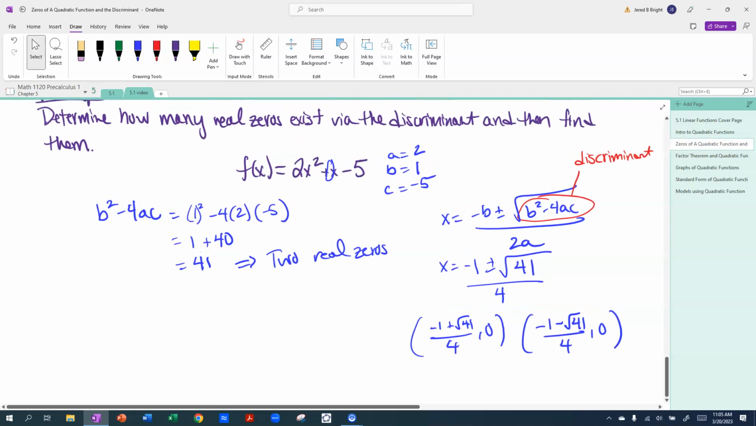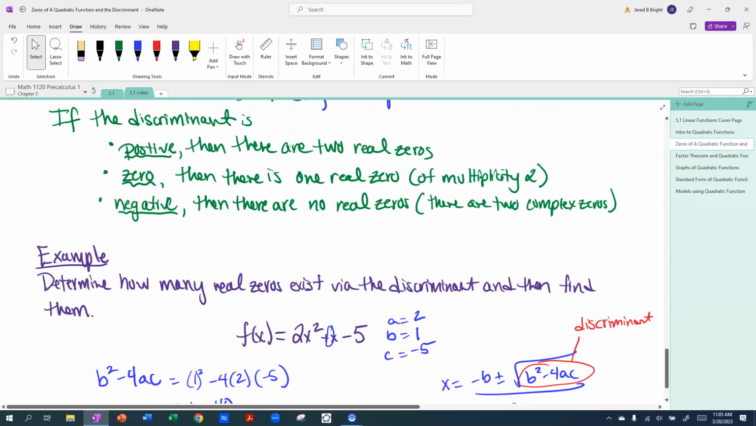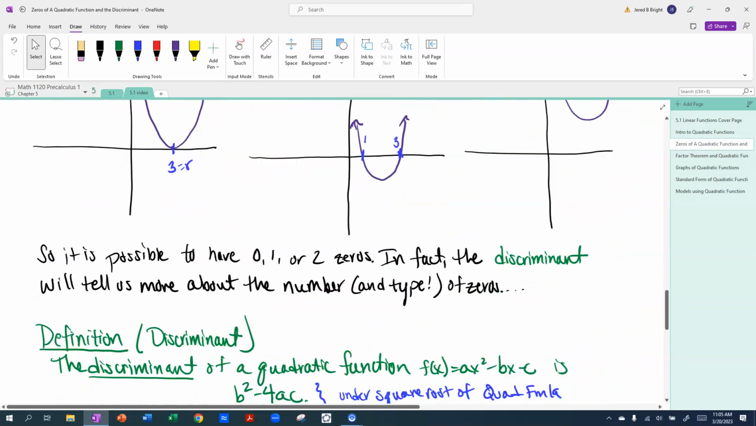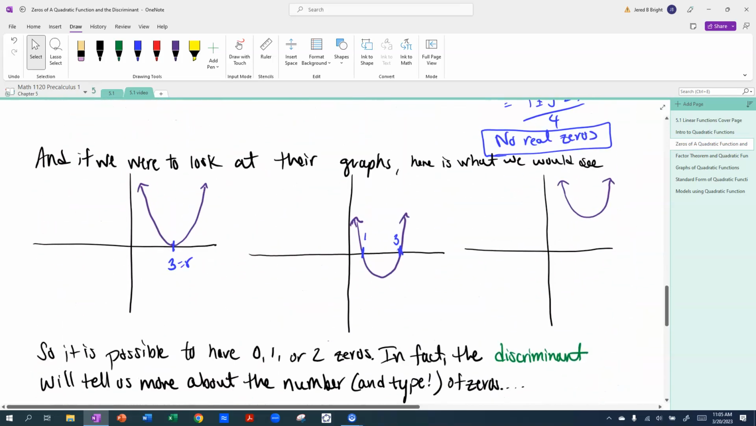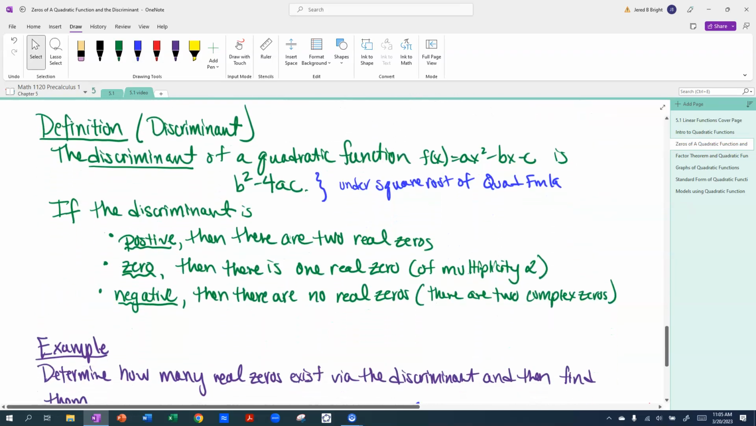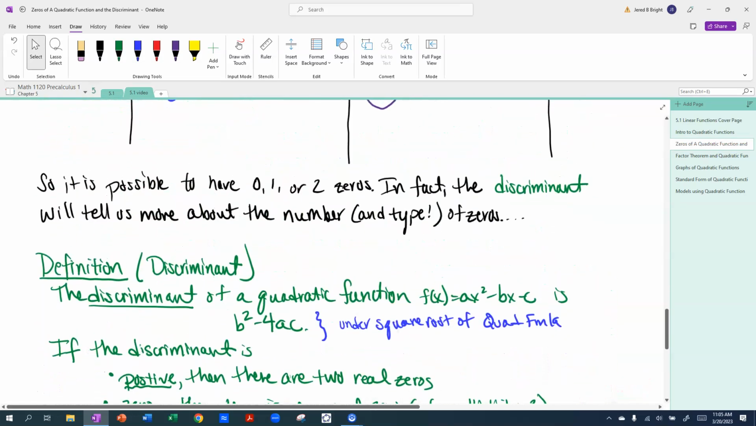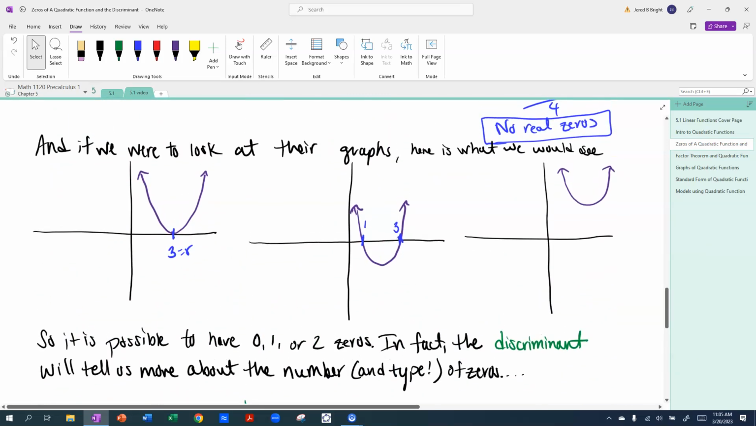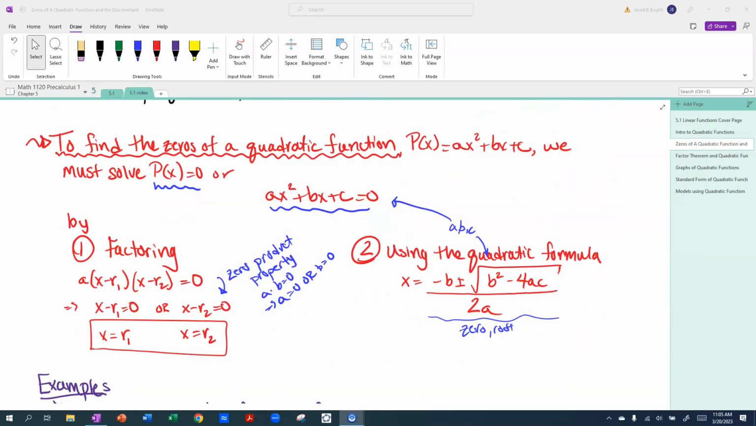So zeros of a quadratic function are the places where it intersects the horizontal axis. That's what we saw before up here, and you could have 1 time it hits, 2 times it hits, or 0 times it hits. And you can classify that based on the discriminant and find the zeros based on either factoring or the quadratic formula.